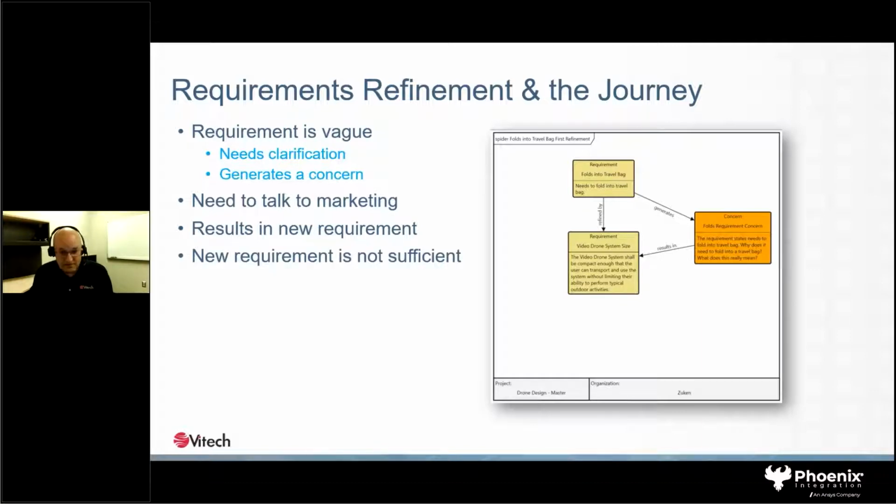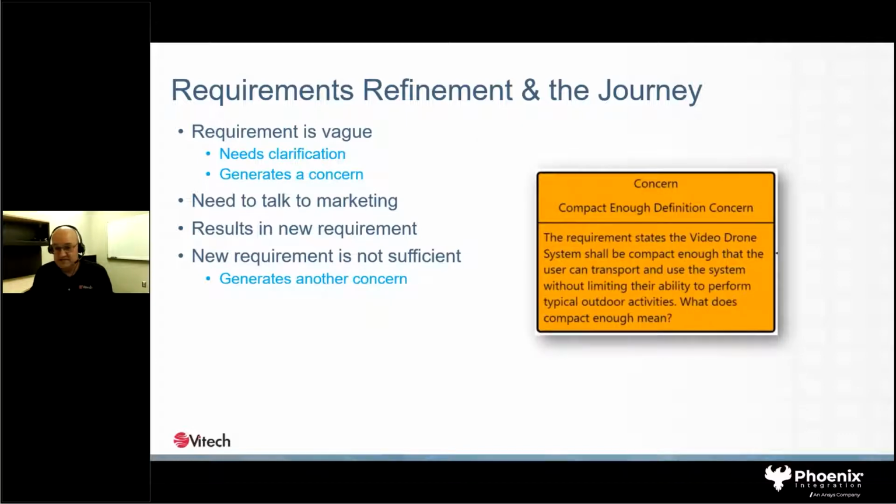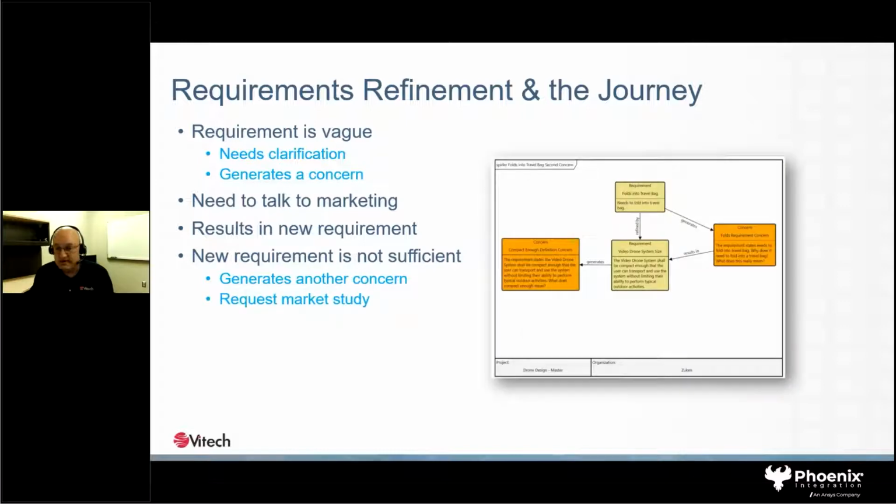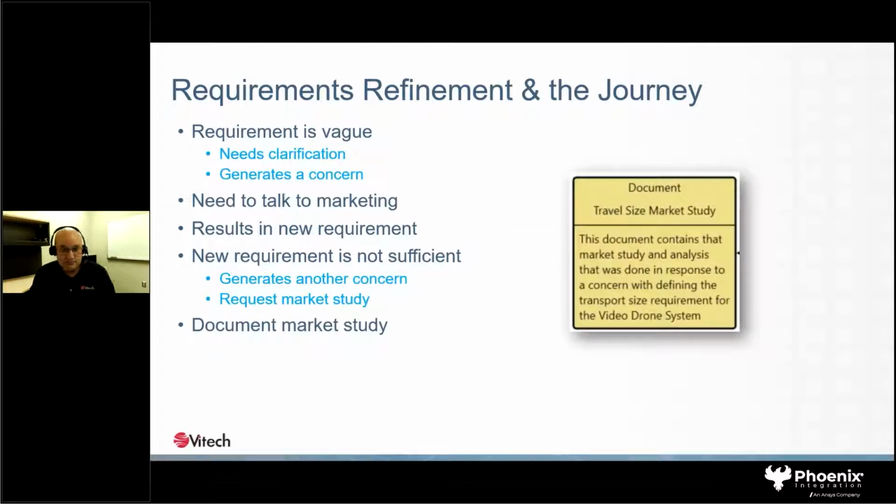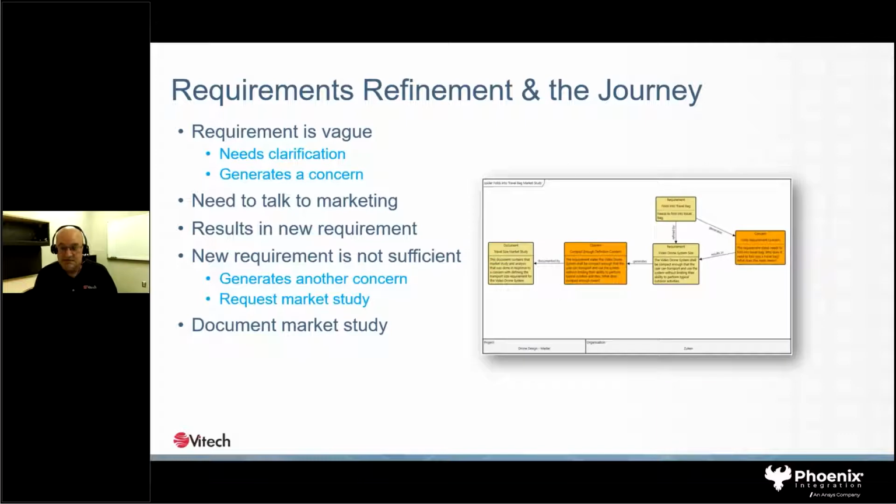We identified that requirement is not sufficient. I can generate another concern to continue the capture of that journey. In this case, we'll go back to marketing and request a market study to further understand really what is the goal of this folds into travel bag requirement. We really want to get down to the details. So again, I can capture that documentation with a document entity in GENESYS that shows this is where the information is from marketing, and tie it into the overall flow of the data so that we have that traceability.